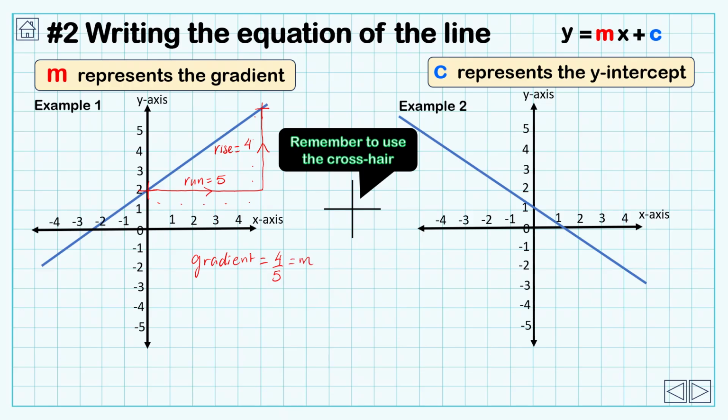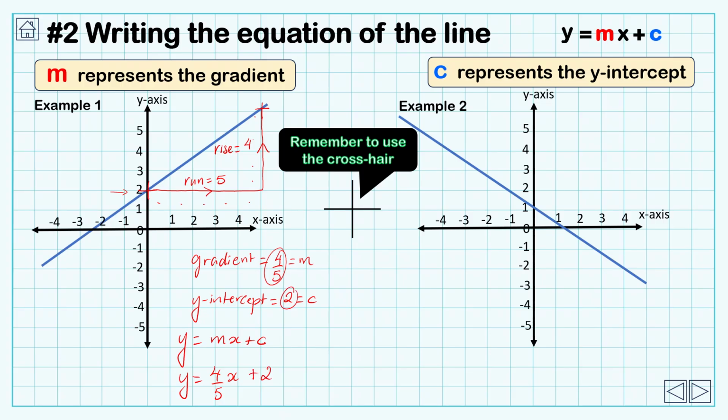What about the y-intercept? The y-intercept is what? We are looking at the y-intercept here, so this is 2 and this is equal to c. So if we have to write the equation y is equal to mx plus c, we should replace the value of m by 4 over 5, and then we have x, and then c comes afterwards. And what is c? c is going to be 2.